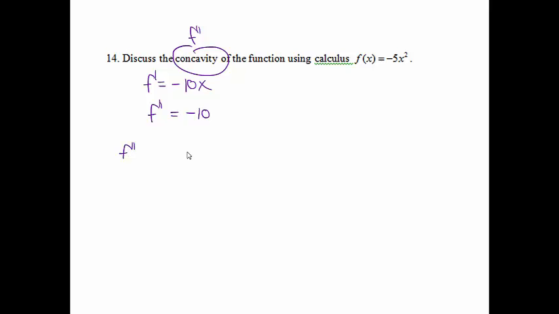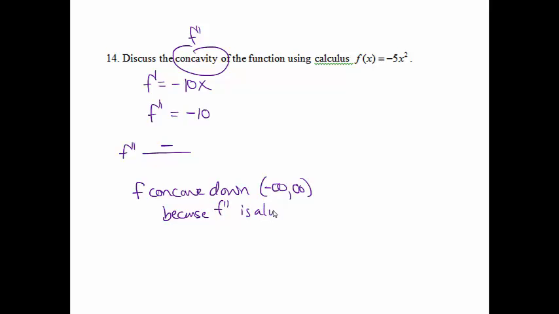So if I go to do an f double prime chart, there's not a number to put in. So I always know that my answer is a negative 10, which is always a negative number, which means my function is always going to be concave down. So f will be concave down from negative infinity to infinity, and that is going to be because f double prime is always, in this case, negative.